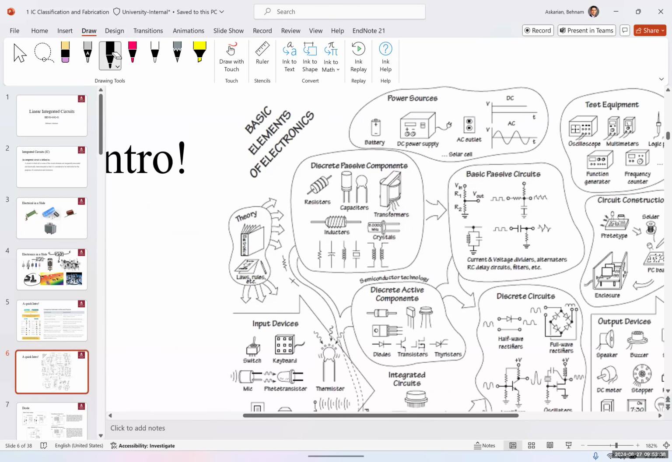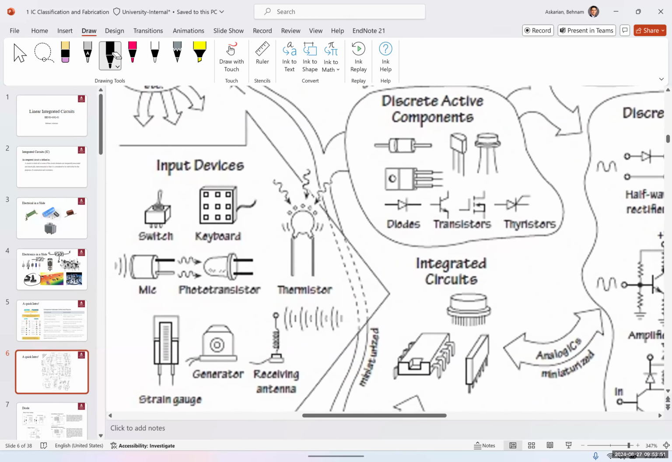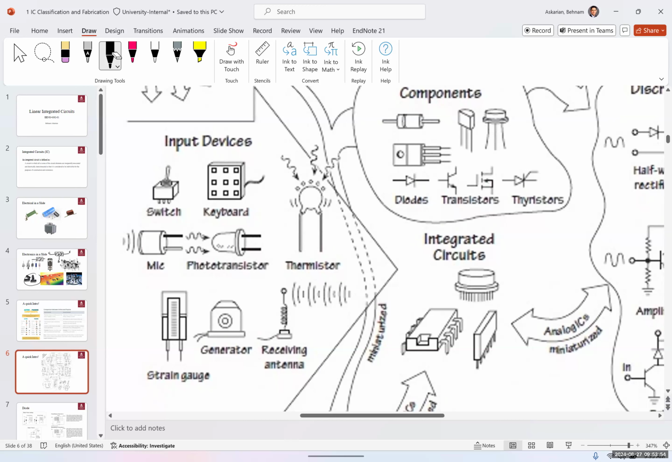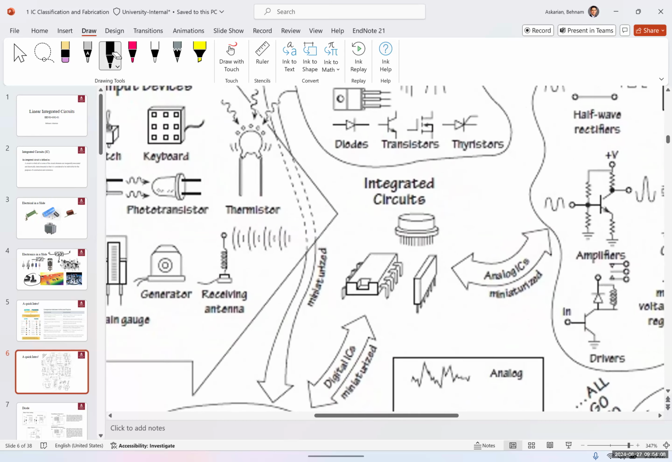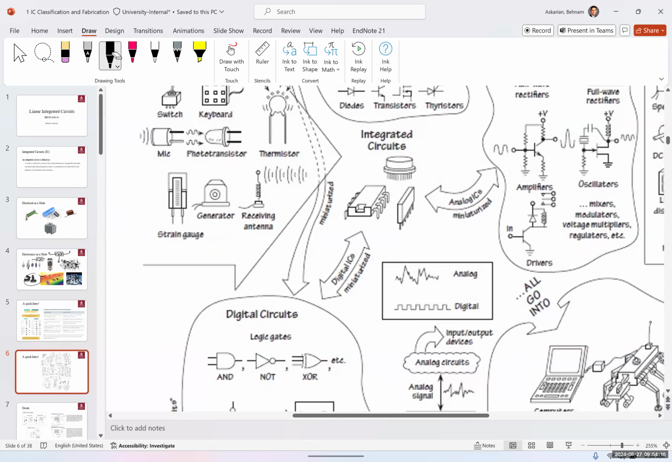Let's go back. So then we have active components like transistors, diodes, voltage regulators. We have input devices. Input devices could be sensors like a microphone, a light detector, strain gauge, temperature sensor, ultrasound. All of these could be different types of input device, anything that gives us a signal. These are all active devices. Usually they produce a small signal, small voltage.